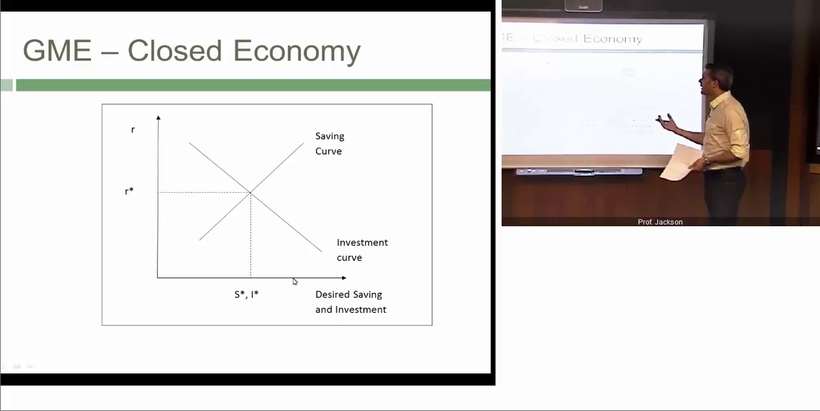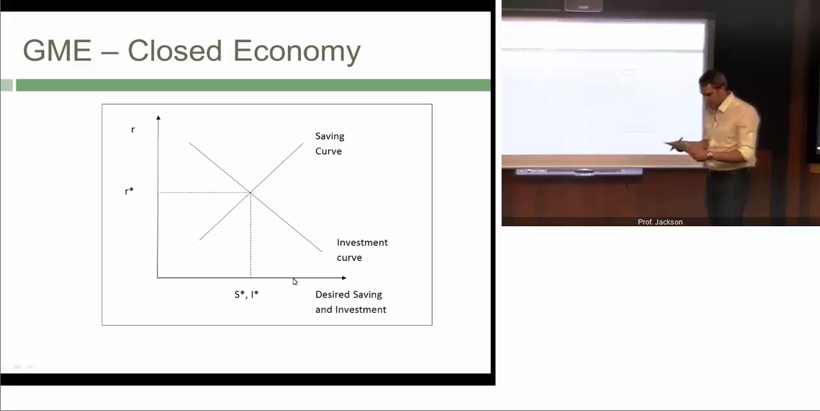If it's not, then the interest rate is going to adjust, as we'll see, in order to ensure that that goods market equilibrium exists.